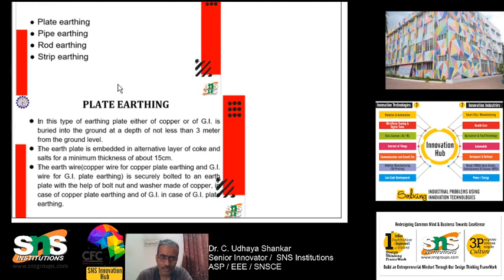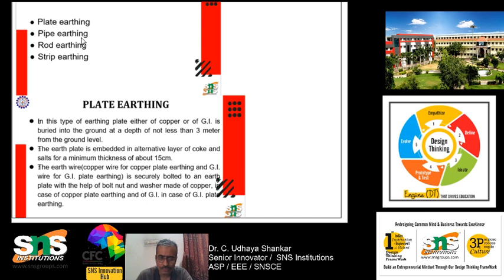So what are the different types of earthing? We have already discussed them, and now we will discuss them with some live diagrams: plate earthing, pipe earthing, rod earthing and strip earthing.